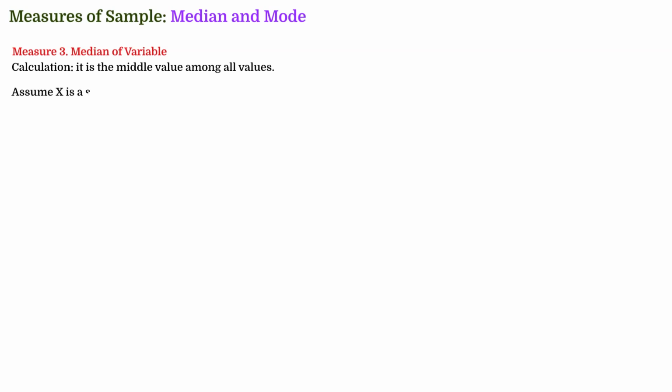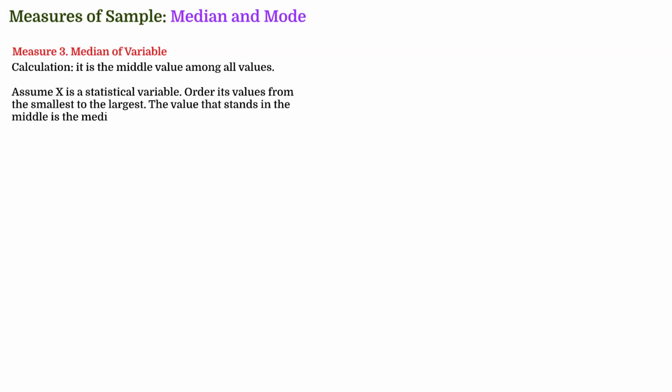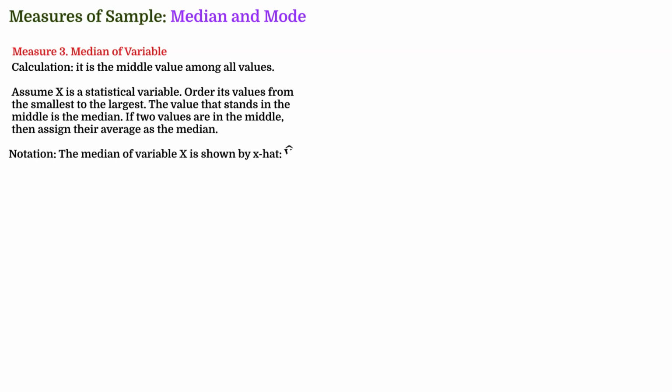Measures of sample, this time median and mode. Measure 3, median of variable. The calculation: it is the middle value among all those values. Assume x is a statistical variable, order its values from the smallest to the largest. The value that stands in the middle is the median. If two values are in the middle, then assign their average as the median.